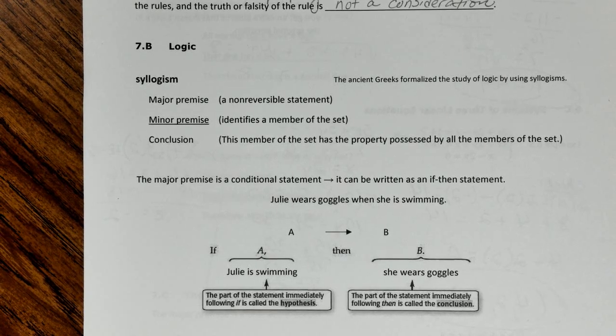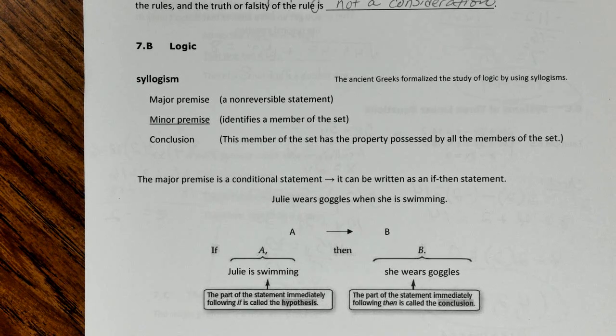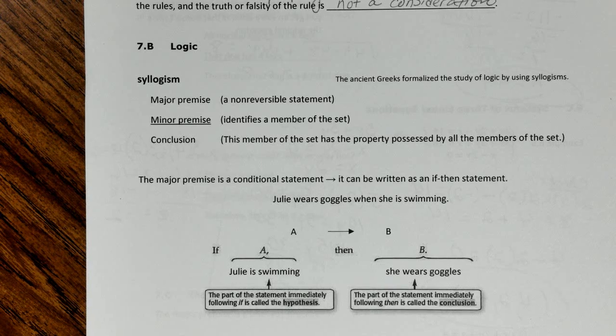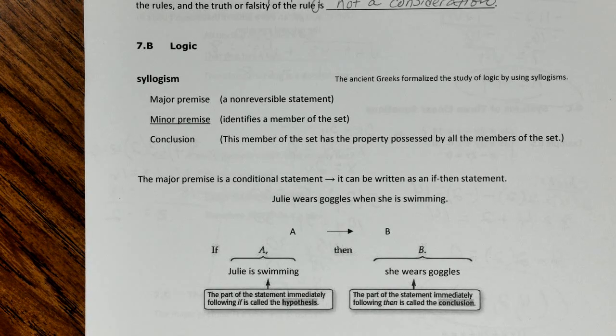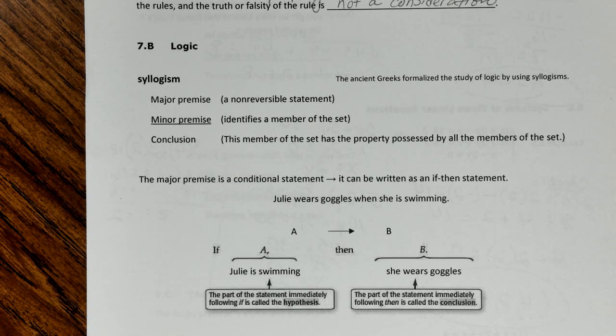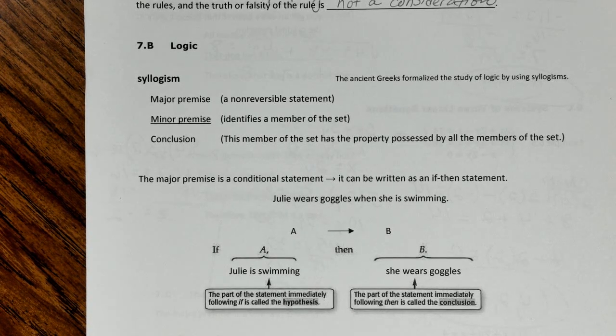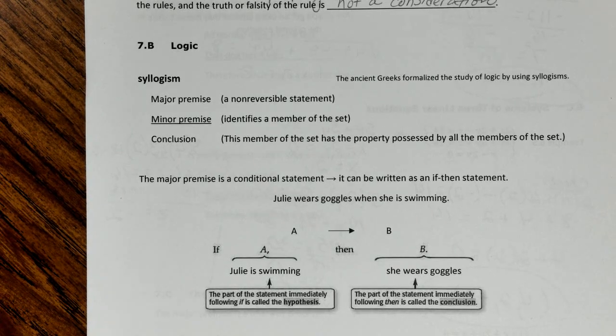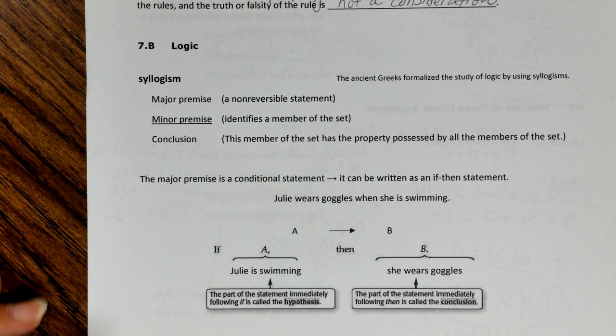This is like making a statement often about a group, so making just a broad, generalized statement. And then the minor premise identifies a member of that set, of that group. And then the conclusion is that the member that was identified has to have the same property as the whole group has. Again, this sounds very abstract, but you'll see in the examples.